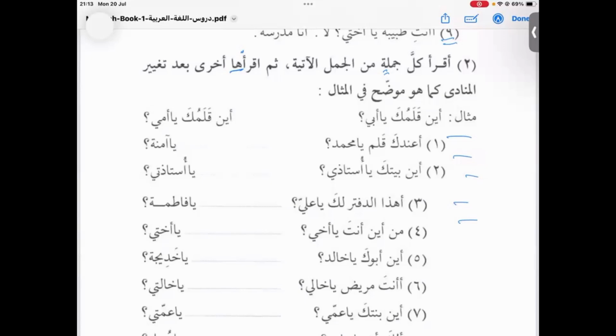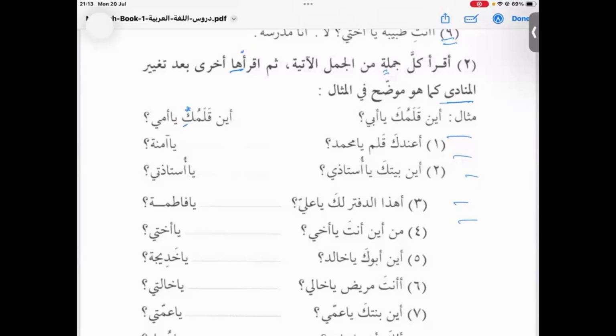You have to change the munada. The munada is the word that comes after ya. So if you say ya Allah, Allah is the munada. After changing the munada, كما هو موضح, as it is clarified في المثال, in the example. So look at the example, then you'll understand what they want. You're saying أين قلمك. Where is your pen, ya Abi, oh my father? You have to change it. That's a mistake in the book. أين قلمك ya Ummi.